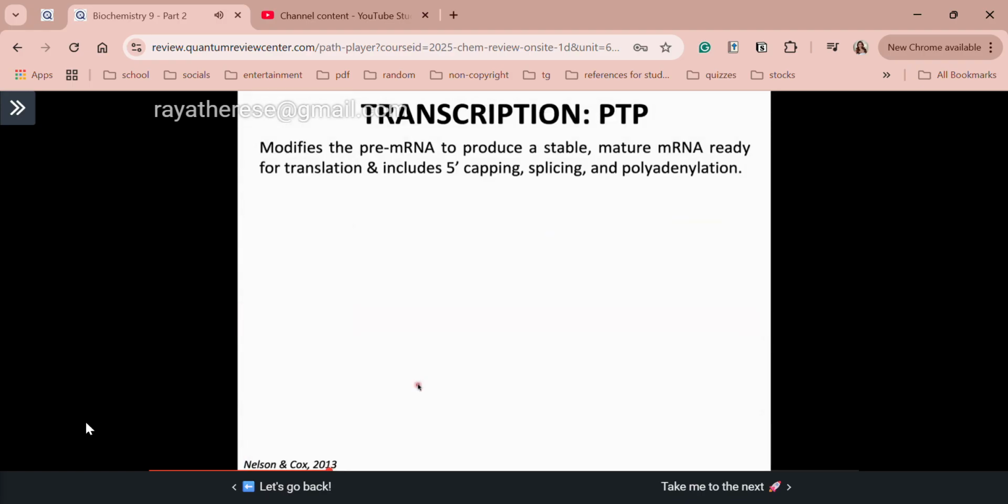Alright, so class, we are now on our last step of the transcription process, the post-transcriptional processing or post-transcriptional modification. Here, we only have 3 main PTPs. This includes your 5' capping, splicing, and polyadenylation to produce your mature mRNA. Again, after termination, we only produce the pre-mRNA, so we need to prevent the degradation of that pre-mRNA via your PTP.